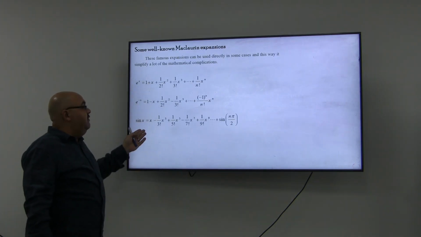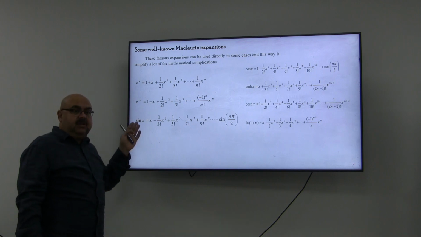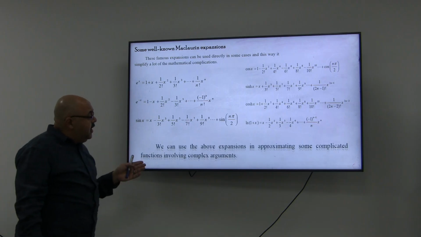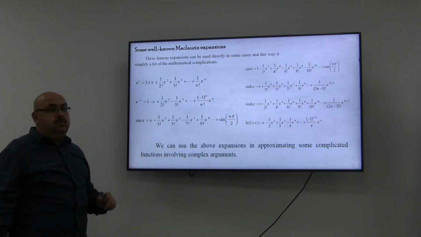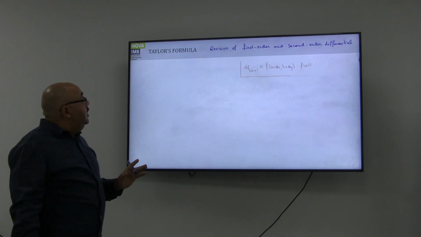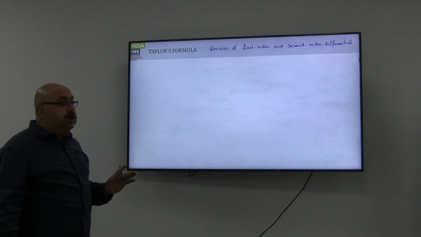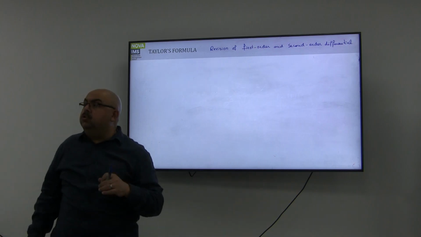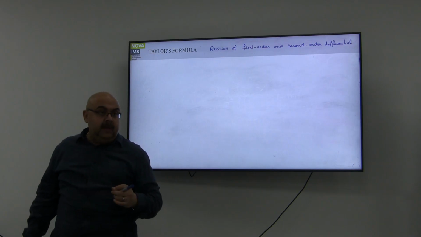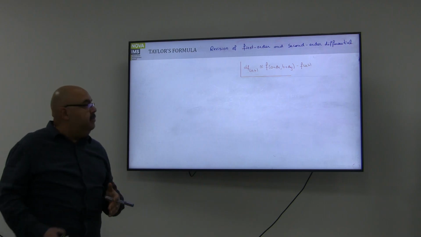These are some of the very famous expansions of functions: sin x, e to the power of x, e to the power of negative x, and so on. And as I told you, they are used in plenty of applications. This is also just an introduction before we go to Taylor expansion in several variables. I want you to remember some of the famous information.